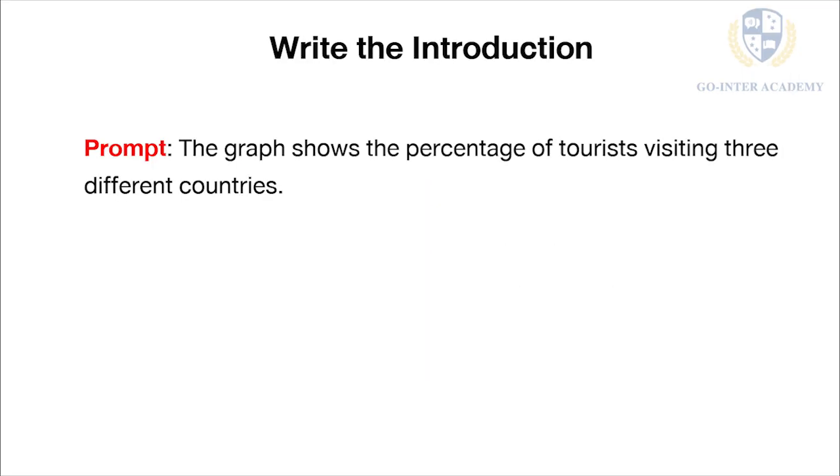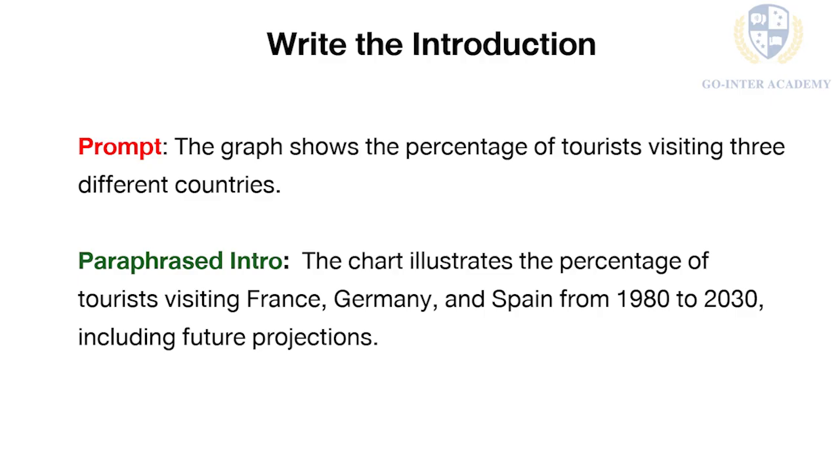So first things first, we'll start with the introduction. As always, we're going to paraphrase the prompt. The prompt says, the graph shows the percentage of tourists visiting 3 different countries, and this is how we're going to write our intro. The chart illustrates the percentage of tourists visiting France, Germany, and Spain from 1980 to 2030, including future projections.